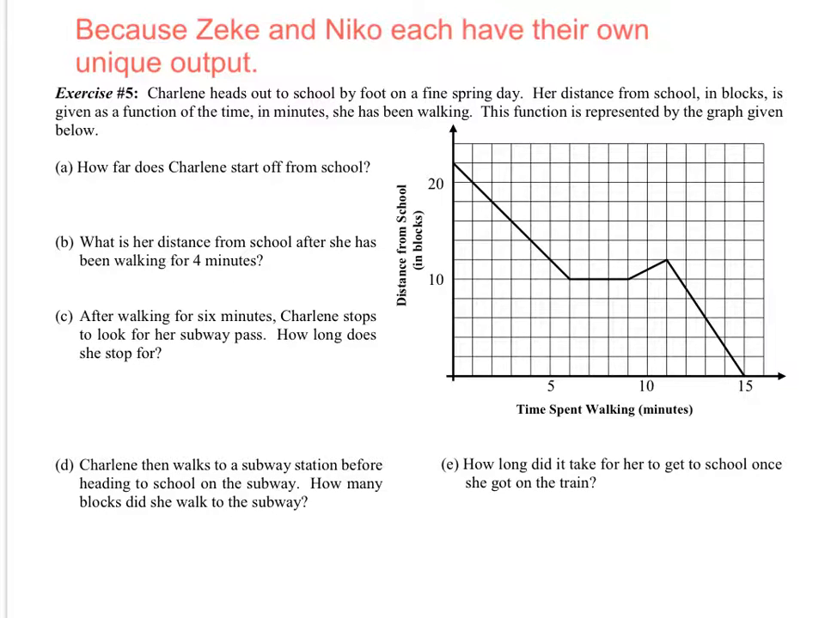So A, how far does Charlene start off from school? So starting off, this is a very important concept to talk about. This is what we call the initial value. So when she hasn't spent any time walking, so when her time is 0, she has traveled, well, let's be careful of the scale here. So 2, 4, 6, 8, 10. Looks like we're counting by twos. 12, 14, 16, 18, 20, 22 blocks.